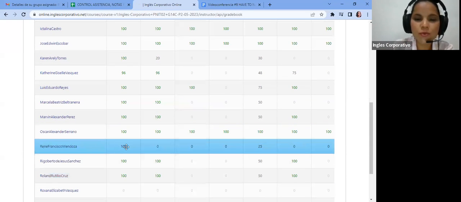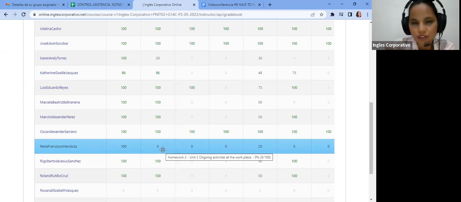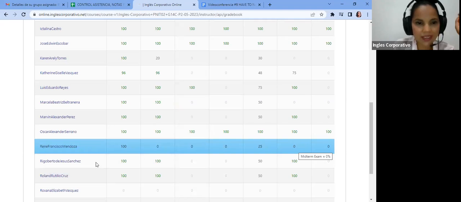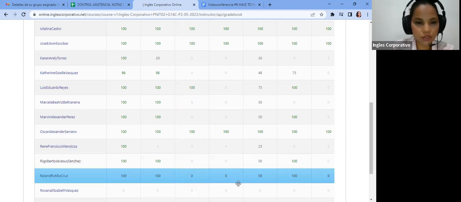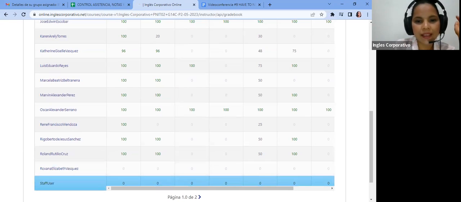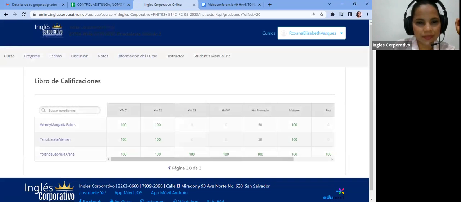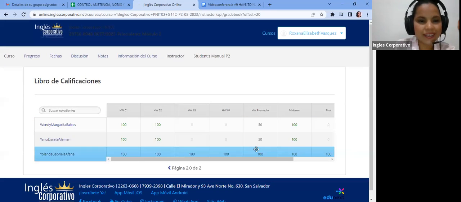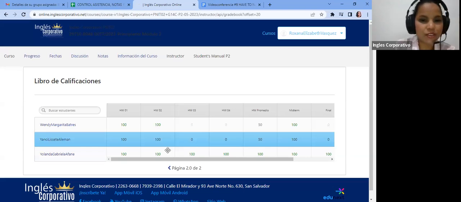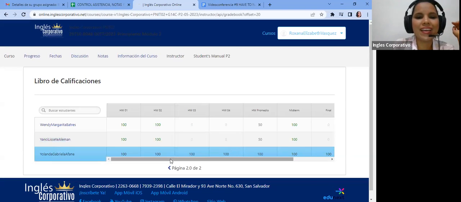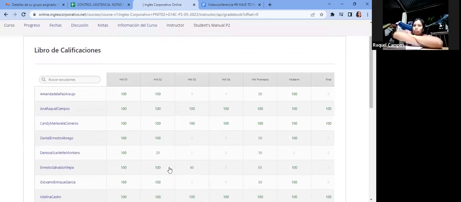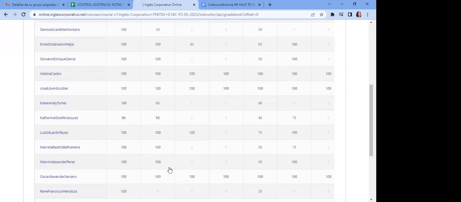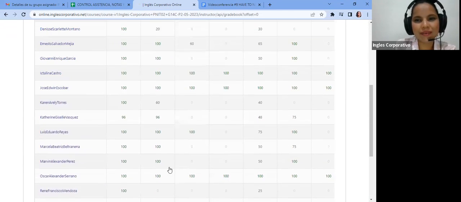René is complete with week one, but you don't have week two. You have to complete it, and also you have to make the midterm. Remember that the midterm is for this week. Rigoberto also is complete with week one, week two, and the midterm too, right? Roland also is completed, right? And let's see the other ones. Wendy is already complete. Jancy said also is complete, and Yolanda is full complete. Also, right? Vaya, ¿alguna otra preguntita o algo que quieran ver, chicos? Si le quieren tomar captura. Roland? No, excellent. Okay, perfect.